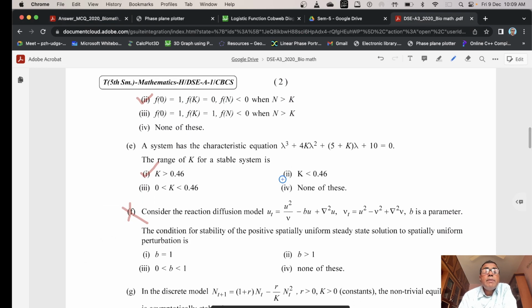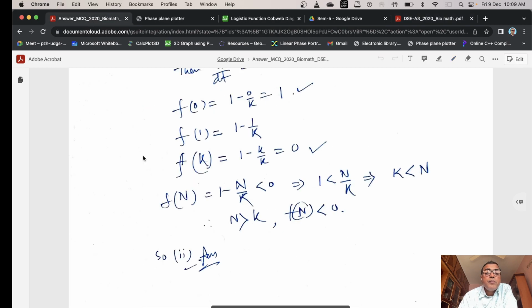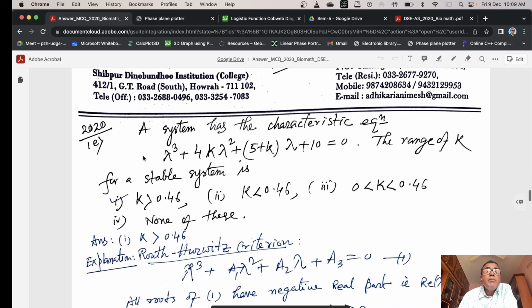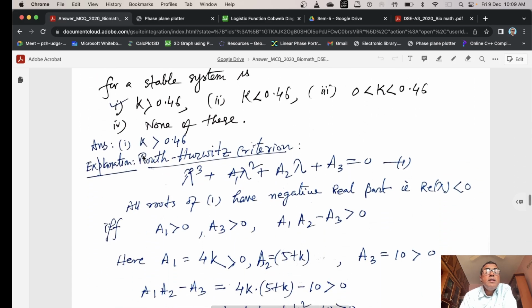Next question: a system has the characteristic equation lambda cubed plus 4k lambda squared plus (5 plus k) lambda plus 10 equal to 0. The range of k for the stable system is k greater than 0.46. Here we apply the Routh-Hurwitz criteria.